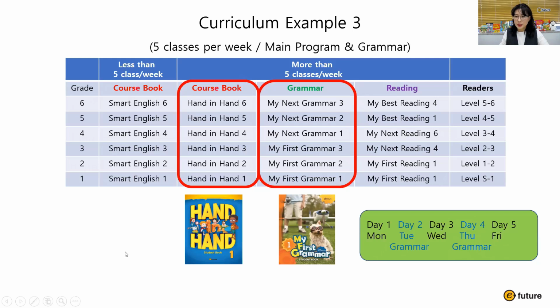So here's my suggestion. Maybe you can alternate. Day 1, day 3, day 5, Monday, Wednesday, Friday, maybe you can use Hand in Hand, the main course book. And Tuesday and Thursday, you can use grammar.